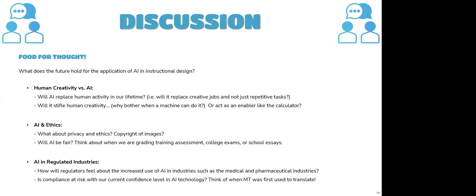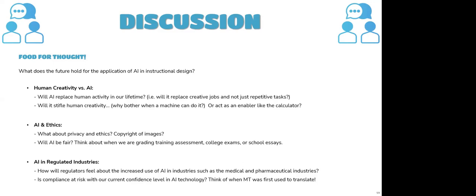The second point was about ethics. Again, this comes up a lot, privacy and ethics. If we're talking about using people's data in AI, is that giving us a concern about our personal privacy? Copyright of images: if it's building images from already copyrighted places, where does the copyright lie with the images it's creating? I don't know the answer, to be honest.